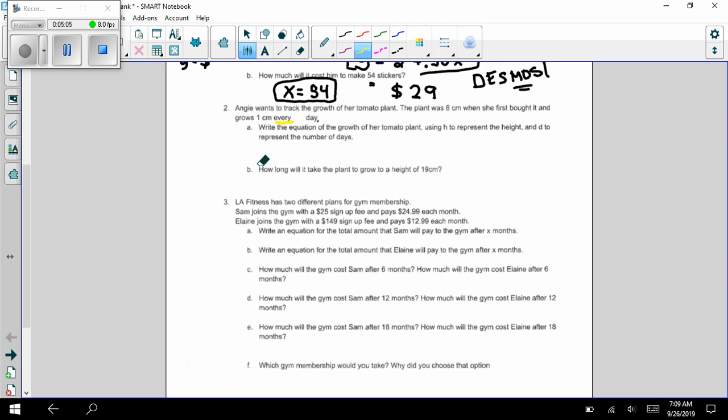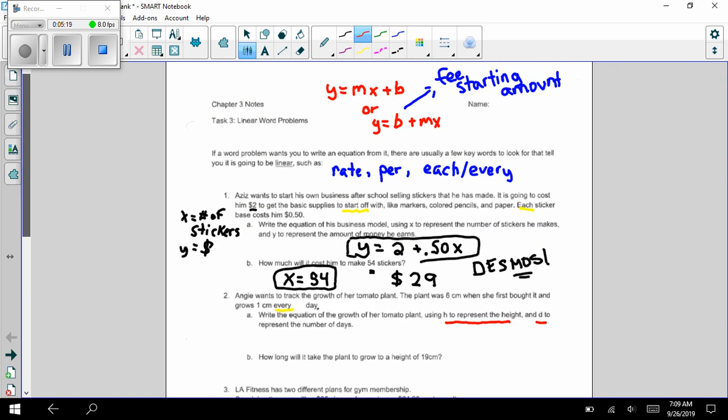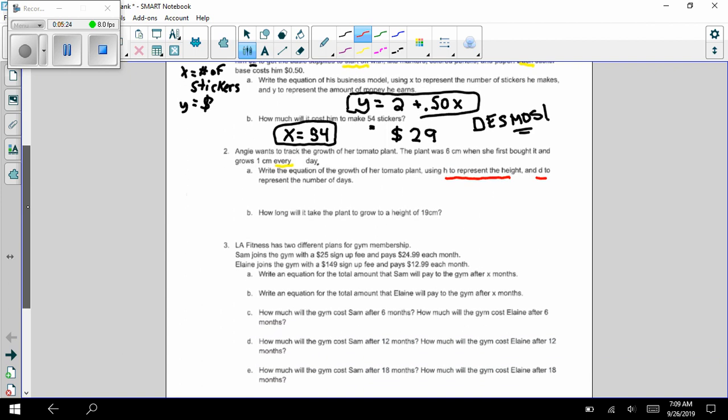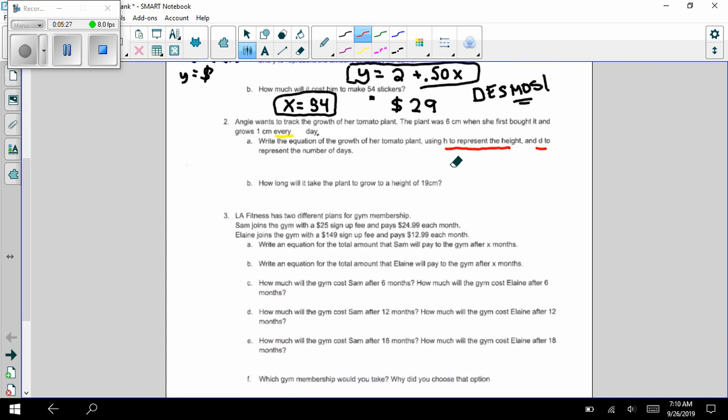Letter A says, write the equation of the growth of her tomato plant using H to represent the height and D to represent the number of days. Although the model I gave you up here was y equals mx plus b, we're going to use the same model, but in this case, they want us to use the letter H to represent height and D to represent number of days. It's the same model, just different letters. Over here to the side, we're going to write H, and that represents the height.